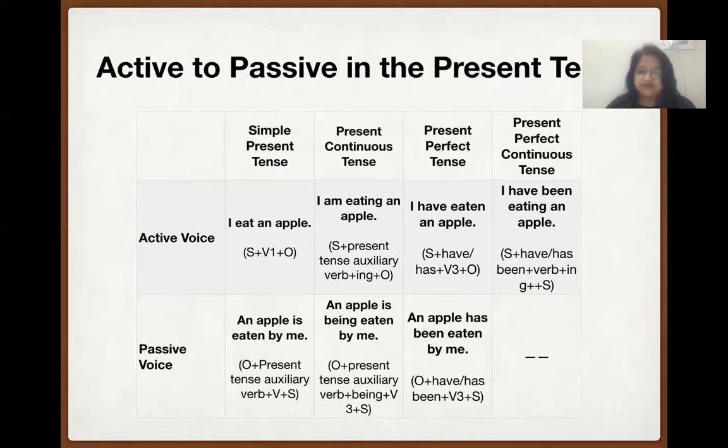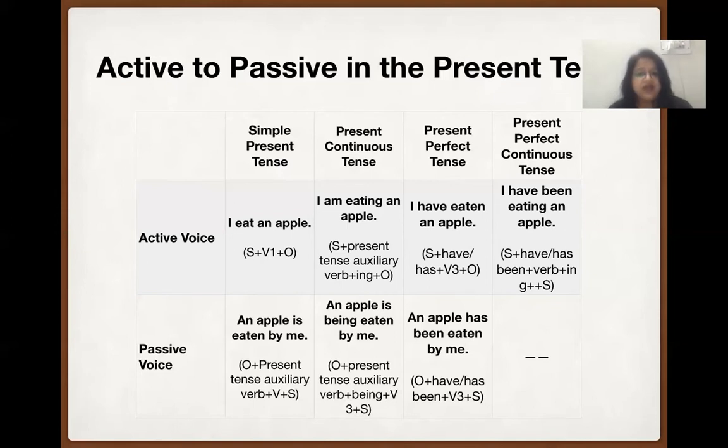It is s, that is subject, plus present tense auxiliary verb plus ing. Ing is called the gerund form, but instead of using that technical term, I'm just going to say ing. So when you say I am eating an apple, it's the active voice. And how is this active voice formed in the present continuous tense? Subject plus present tense auxiliary verb, which is am, and a verb, that is eat, plus ing, then it becomes eating plus object, that is an apple.